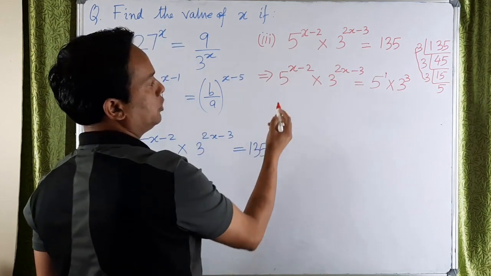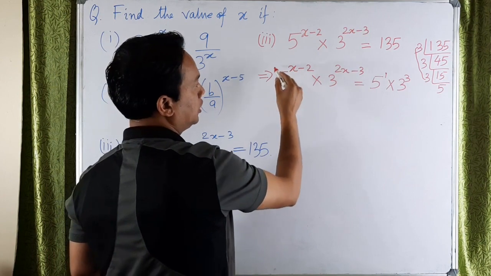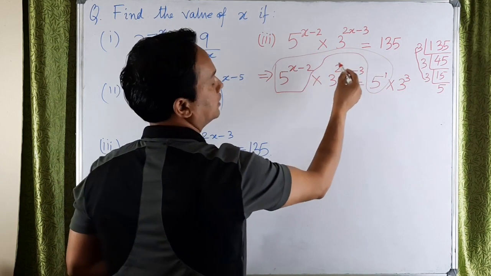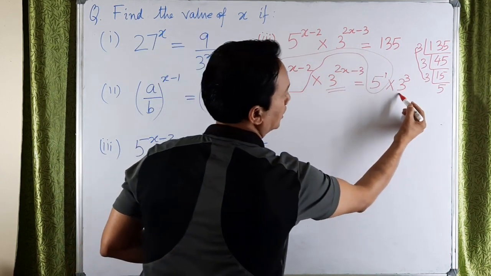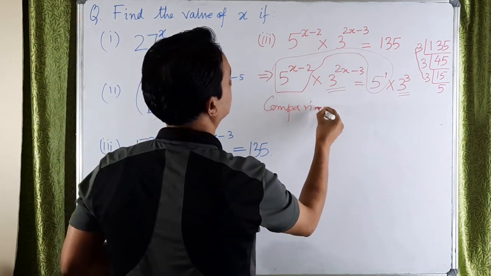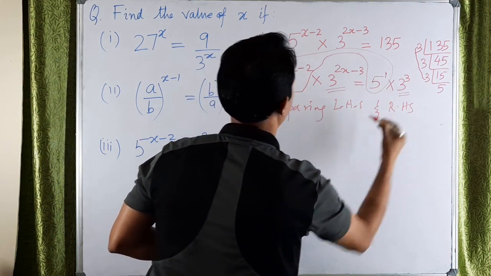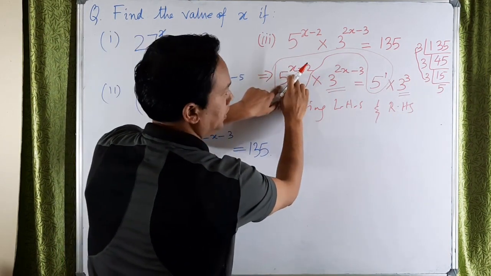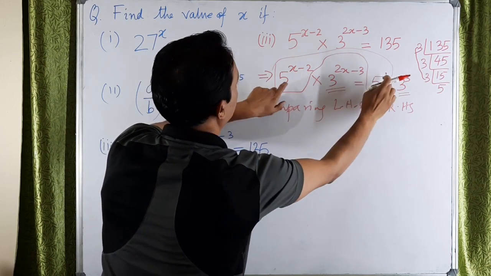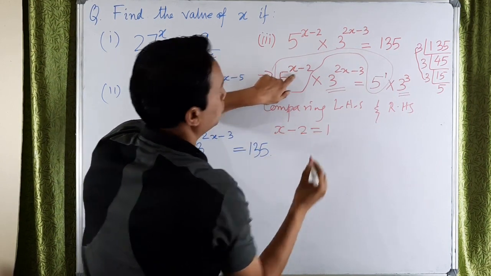So basically what we are doing, we are trying to make the left hand side and right hand side same. So here we have 5, here also we have 5, and this side we have 3, and here we have 3. So comparing left hand side and right hand side, this 5 has power x minus 2, and here this 5 has power 1. In order to be equal, this power should be same. So we can say x minus 2 should be equals to 1.